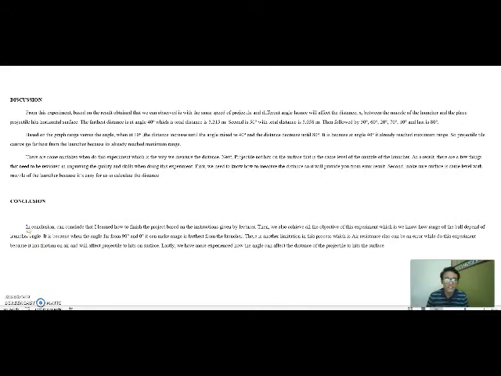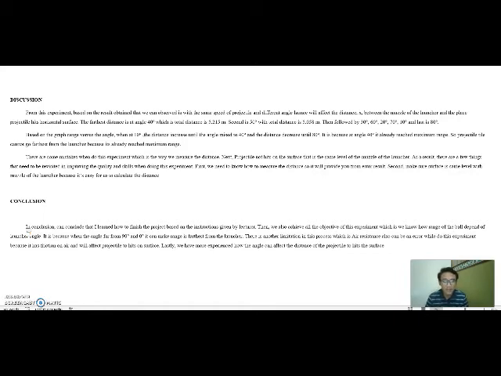Based on the graph of range versus angle, at 10 degrees the distance increases until the angle rises to 40 degrees, and then the distance decreases until 80 degrees. It is because at 40 degrees it already reached maximum range, so the projectile cannot go farther from the launcher.